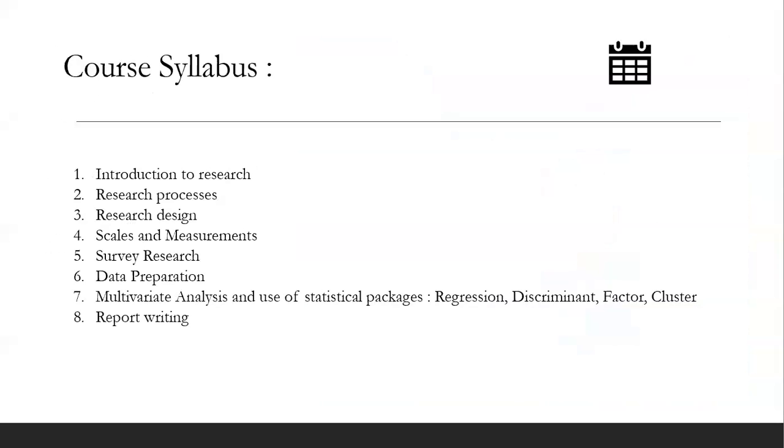So coming to the course syllabus, I'll give you a quick snapshot of this. We are going to cover this first topic, introduction to research, and I'll take 2 sessions for this. Then there are research processes: what kind of research there is, how you design your research. Do you understand what is research design? Or let's say, what is research? What do you understand by research processes?